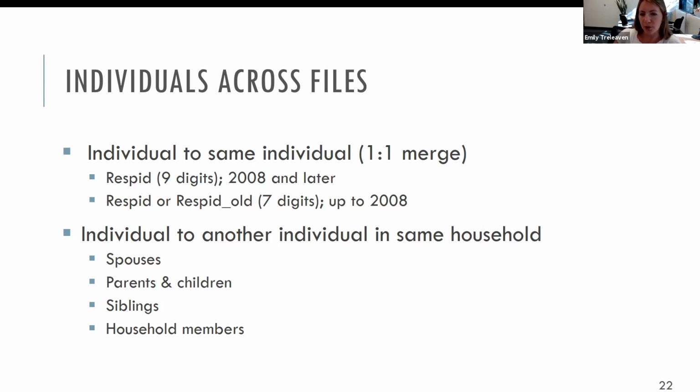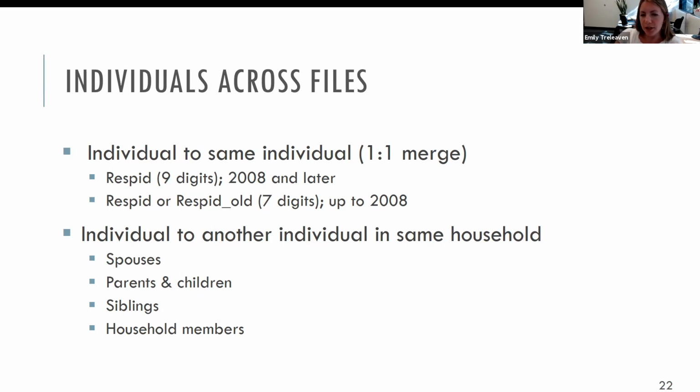Some data files include both the old respondent ID that's 7 digits, called RESP ID _old, and the newer 9-digit ID called RESP ID for the same individual. Older files may use the 7-digit ID, but call it RESP ID, so the user needs to be careful in checking the number of digits prior to merging.